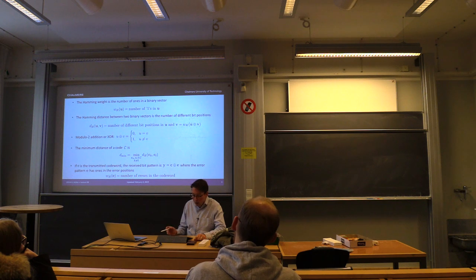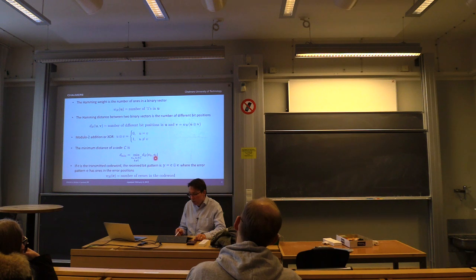The minimum distance of a code turns out to be important. So what is the minimum distance? Well, we look at the Hamming distance between all pairs of code words, and we find the smallest of those distances, and that's the minimum distance.